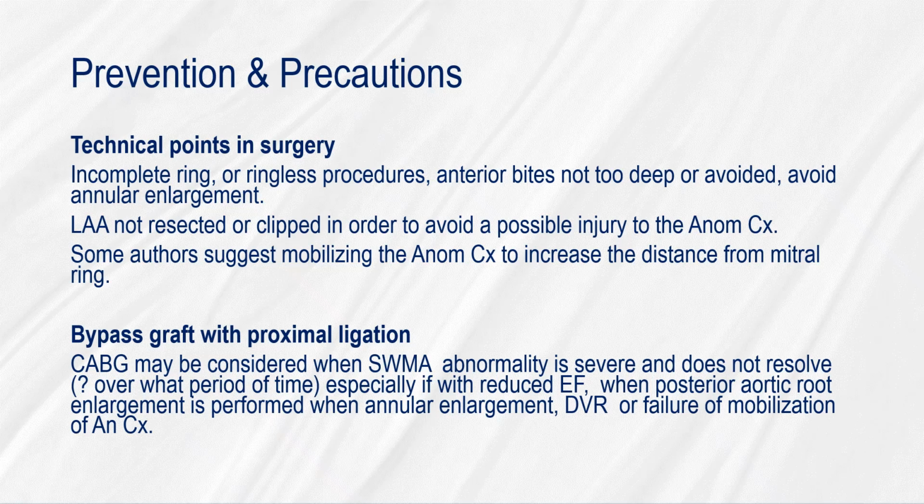Bypass grafting with proximal ligation is highly considered when there is segmental wall motion abnormality, severe abnormality, especially if with reduced ejection fraction, when the posterior aortic root enlargement is planned, double valve replacement, or failure of mobilization of the anomalous CX.